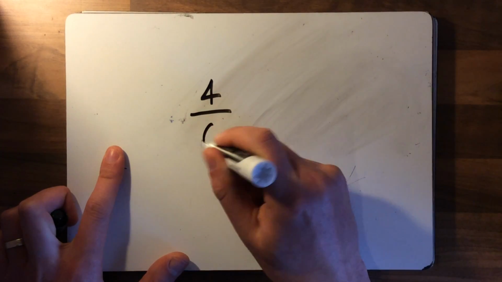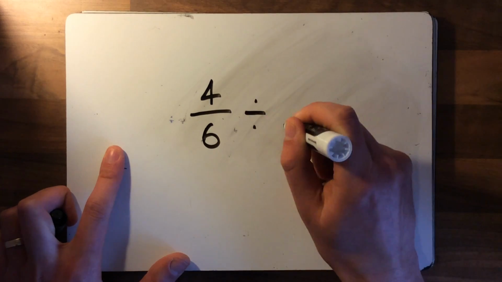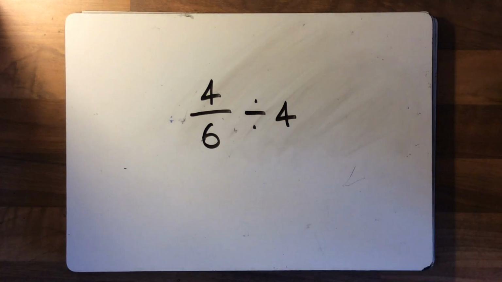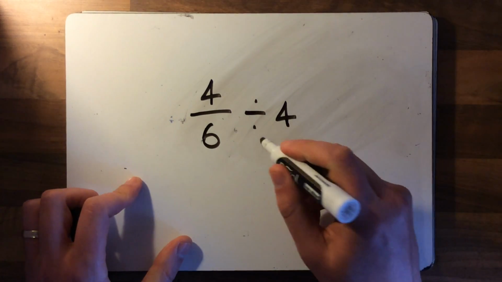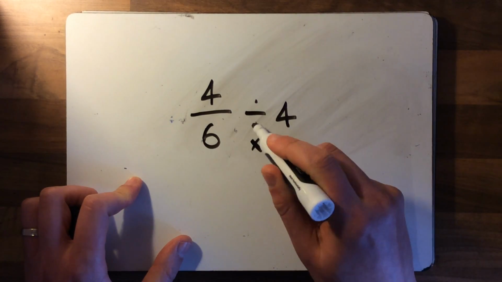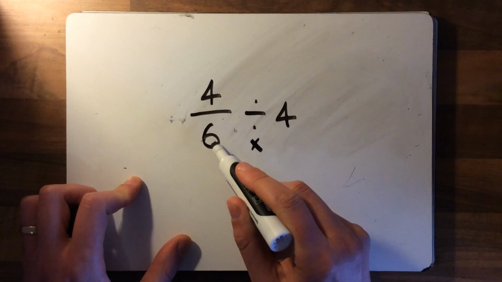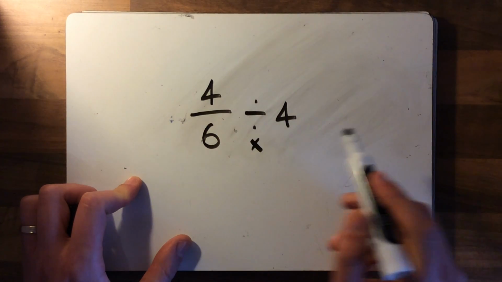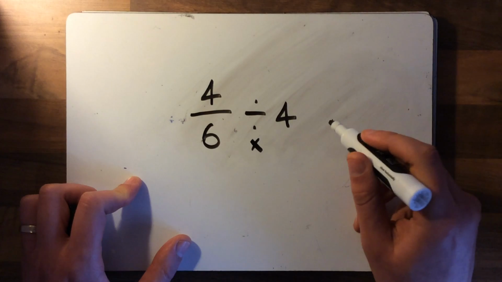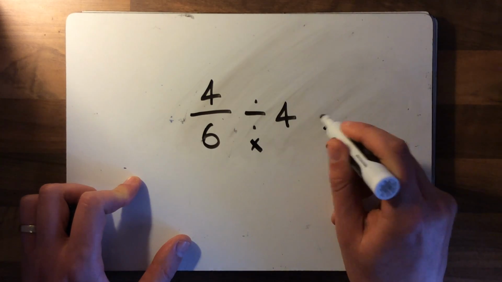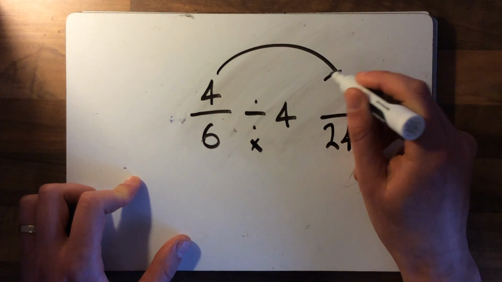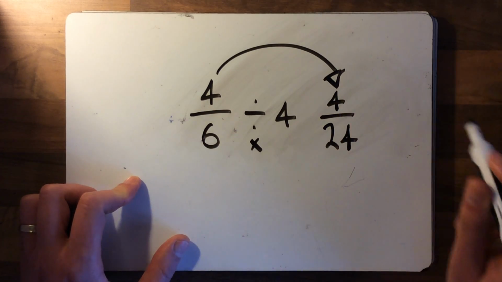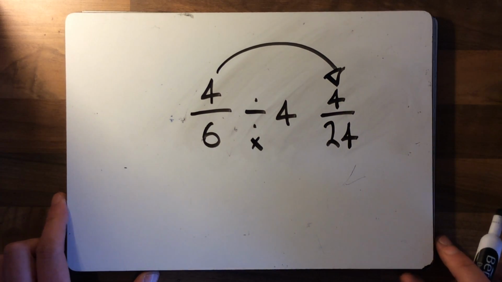Right, let's go again and have a go at this one. So 4/6 divided by 4. So could you have a go at that one for me, please, Year 6? So again, remembering that when we are dividing the fraction, we do a multiplication of the denominator and the whole number. So 6 times 4 is 24, and the numerator comes over to 4/24.